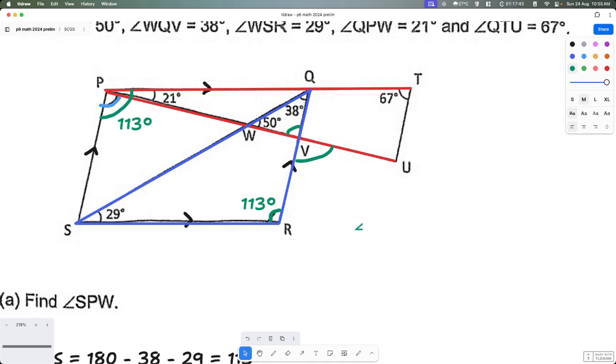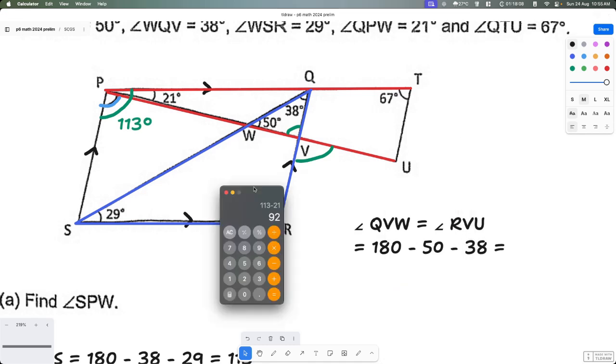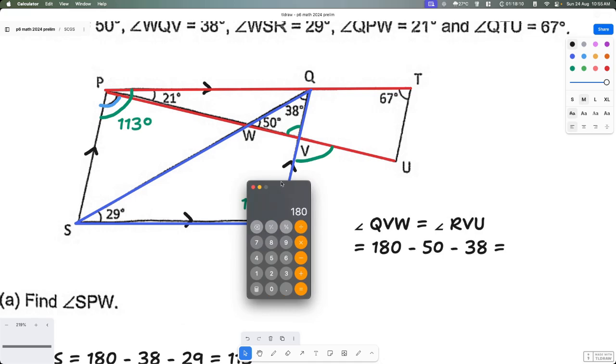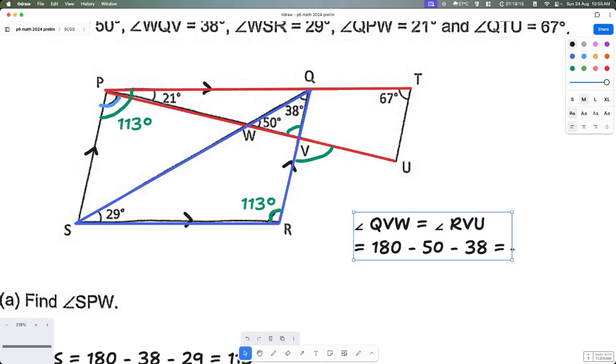So angle QVW, which is also equal to angle RVU. Let's calculate this, which is equal to 180 minus 50 minus 38. Using the calculator, 180 minus 50 minus 38 is 92. So 92 degrees.